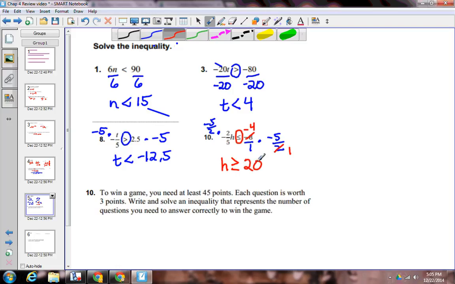Okay, for number 10, again, let's look at sort of our boundary: we need at least 45 points. So just that part would be greater than or equal to 45. And since we know each question is worth 3 points, we would multiply our variable by 3 to get to our score. So 3n, I'm just going to pick n for the number of questions on the test. And in order to solve this, we have to divide each side by 3. No flipping necessary because we're dividing by a positive number. So we end up with n is greater than or equal to 15.